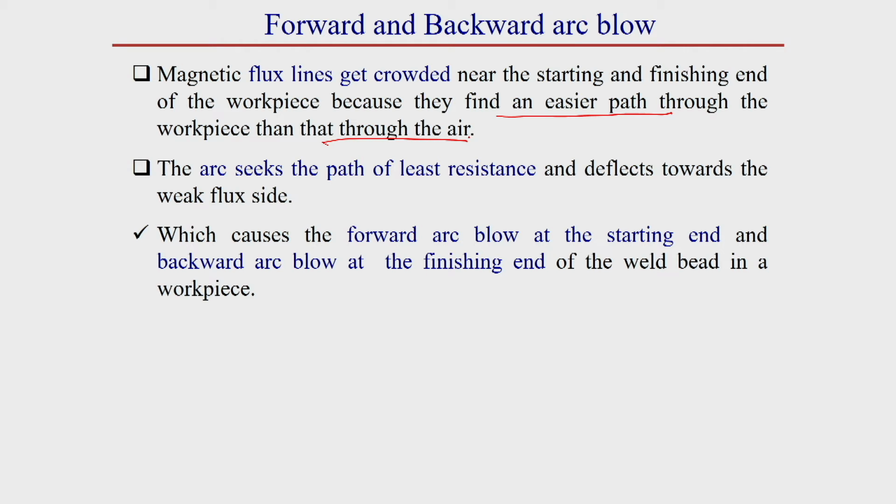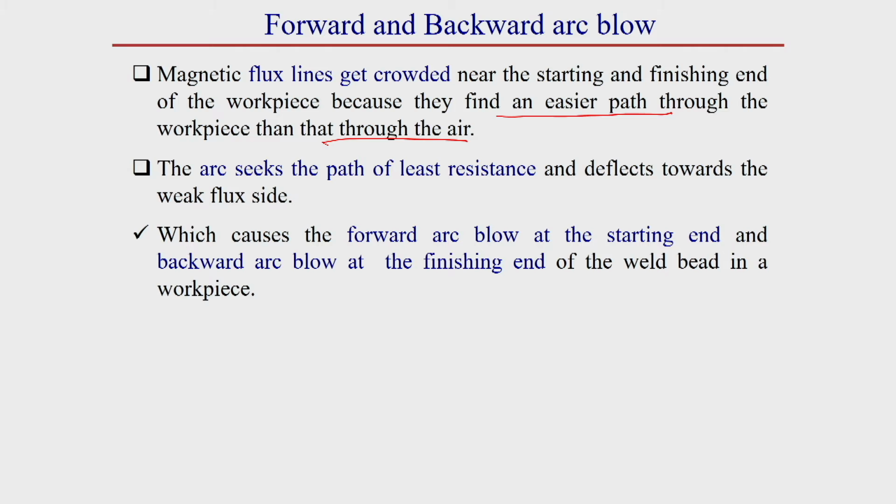Always keep it in mind. Generally magnetic flux lines pass through the workpiece rather than passing through the air. So it is crowded; instead of passing through the air, it passes through the workpiece, because it gets easier resistance in the workpiece rather than air. Generally magnetic field, that we know actually. That is why the arc seeks the path of least resistance and deflects toward the weak flux side.